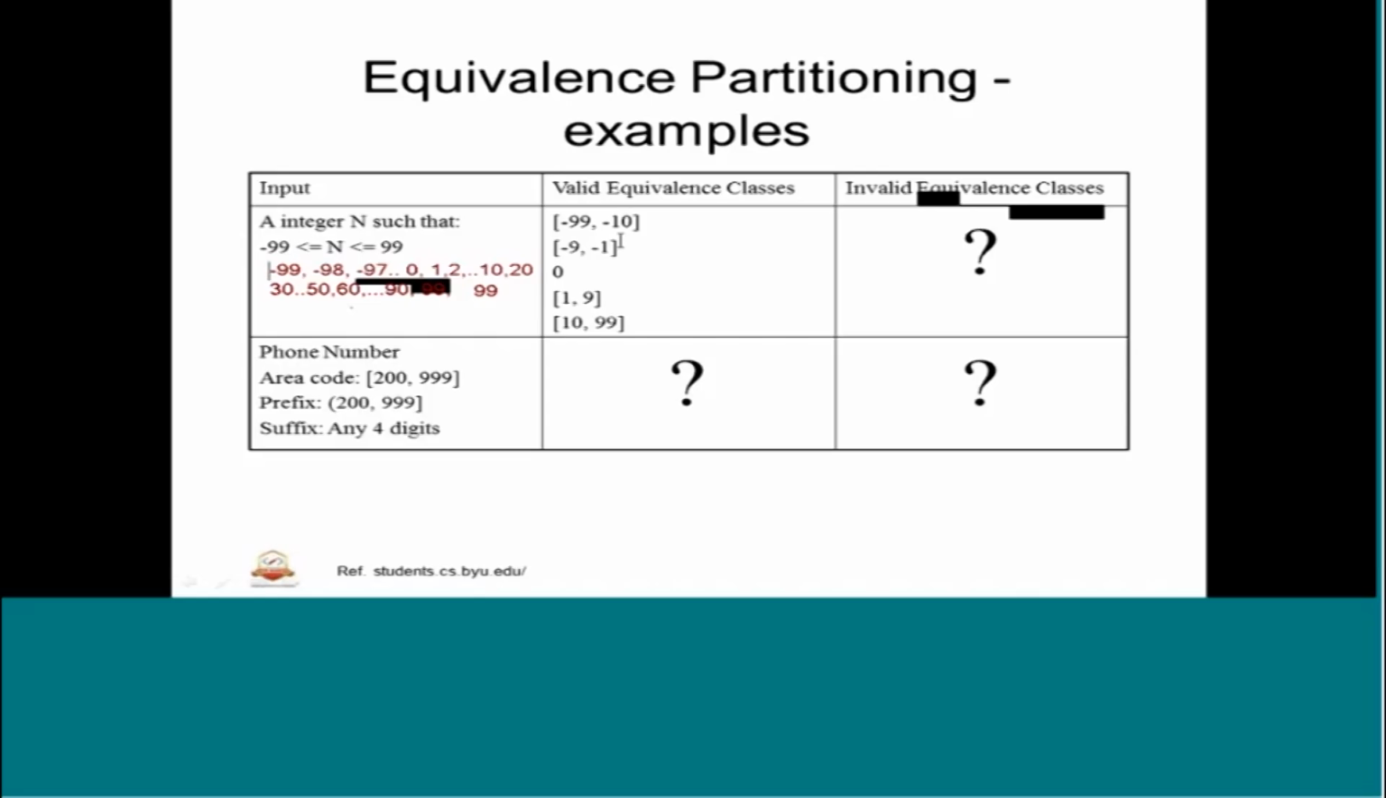The second equivalence class has minus 9, minus 1, where a single-digit negative number is being taken. Then there is the value of 0. So 0 should also be accepted as per this input range. Then similarly we have 1 to 9, with 1 and 9 on the single-digit side, and we have 10 and 99. This is the maximum value. So this is a good example of a valid equivalence class.